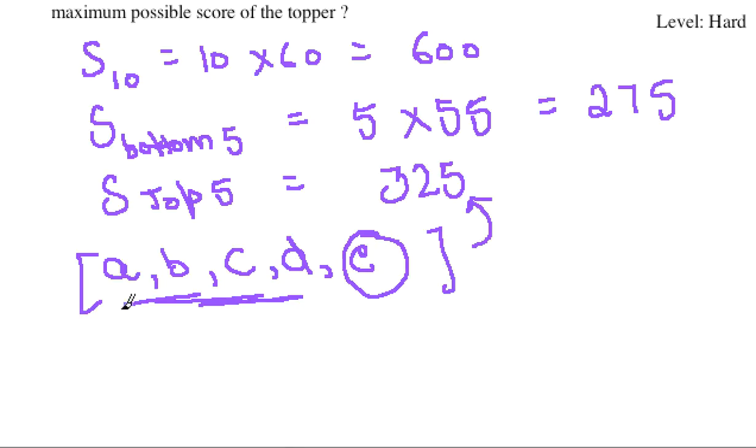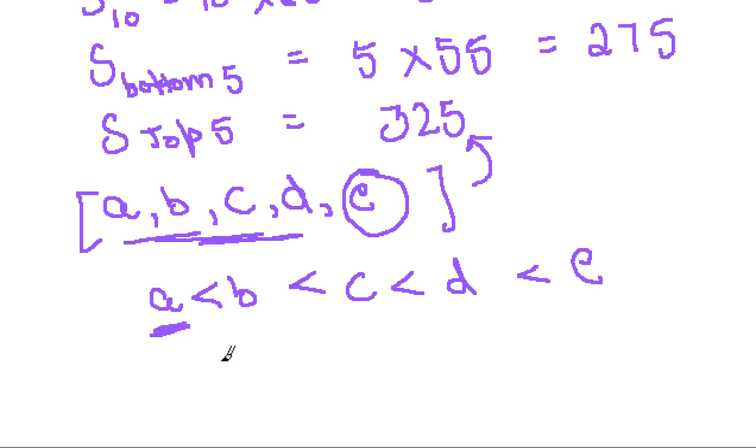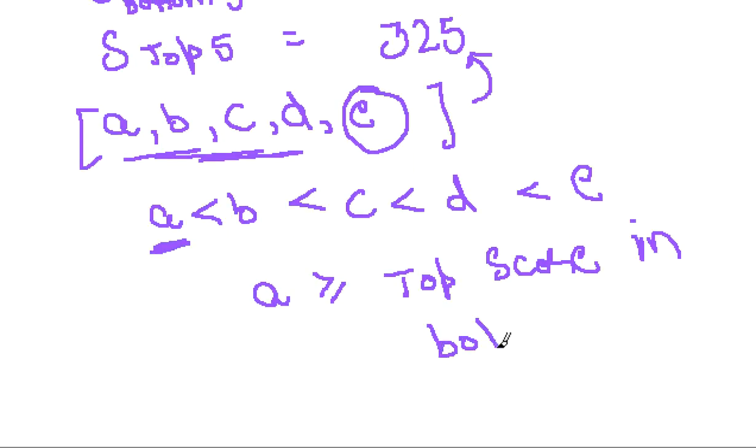Also we have to keep in mind that these 5 scores are such that, sorry, A less than B less than C less than D less than E. Then we also have to keep in mind that A is always greater than or equal to the top score in the bottom 5. Now how will we do this? If A is always greater than or equal to the top score in the bottom 5 and we want to minimize the value of A, then what we need to do is minimize the top score in the bottom 5.